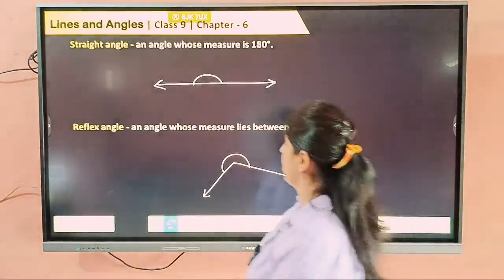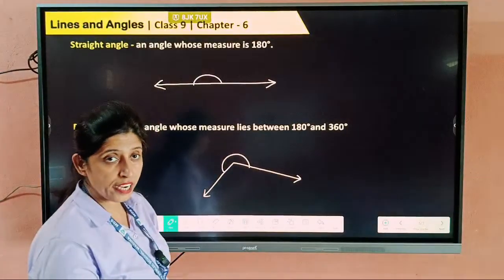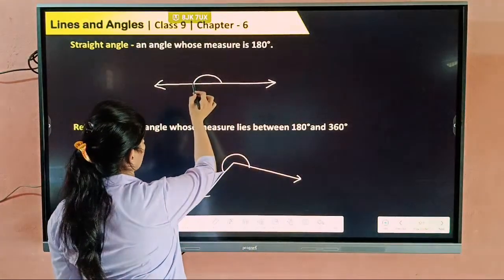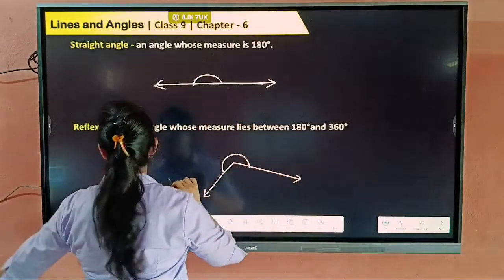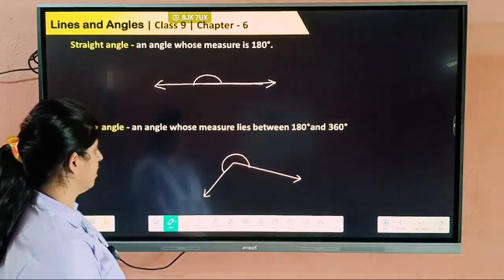Next, straight angle, an angle whose measure is 180 degrees. Yes, this forms a straight angle whose measure is 180 degrees, that is a straight angle, right?